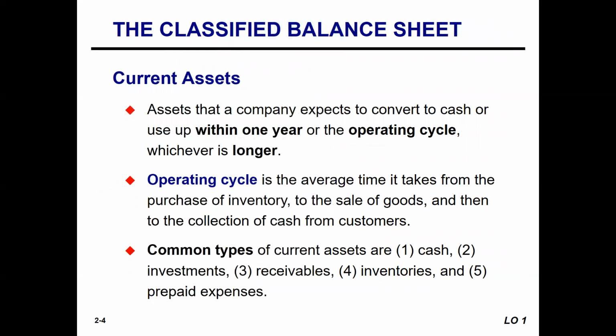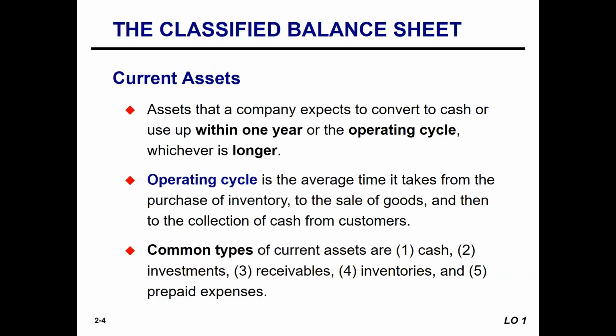So the first classification under assets would be current assets. Here what you're really looking at is all those assets that will convert to cash, and we expect to get the benefit out of them within 1 year or the operating cycle, whichever is longer. So 1 year is fairly easy to understand. We're looking at 12 consecutive months. Operating cycle is the average time it takes from the time a company purchases inventory, sells it, and collects cash from their customers.